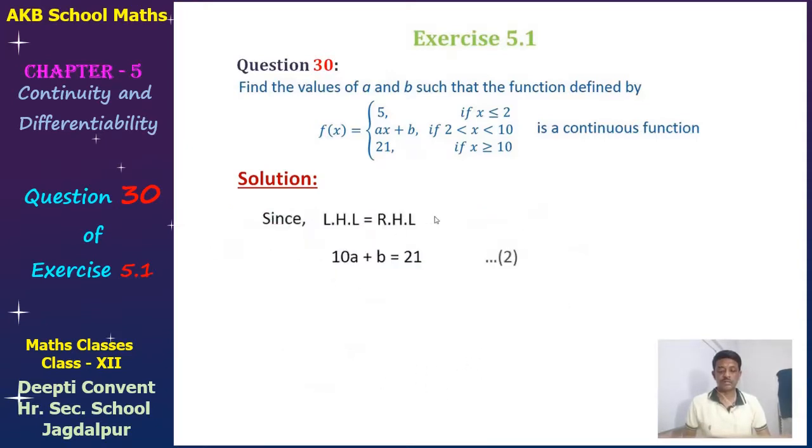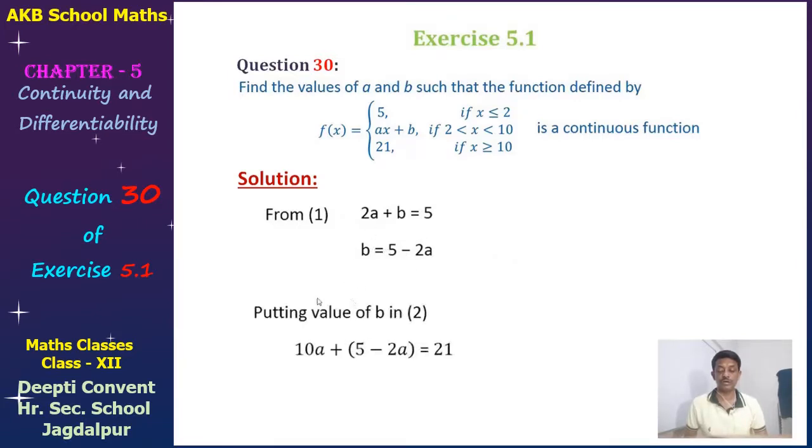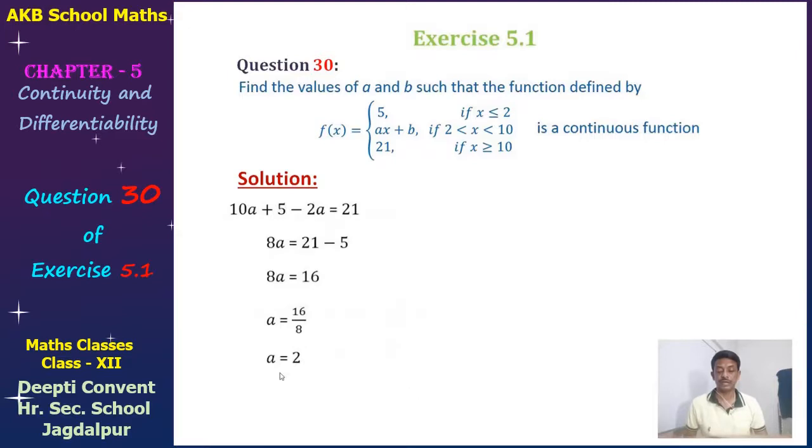Since left hand limit and right hand limit are equal, 10a plus b equals 21. This is equation 2. Now our equations are 1 and 2. Now solve them and find the values of a and b. From equation 1, 2a plus b equals 5, so b equals 5 minus 2a. This value of b you have to put in equation 2. Then we can get the value of a. Solving it, a equals 2.